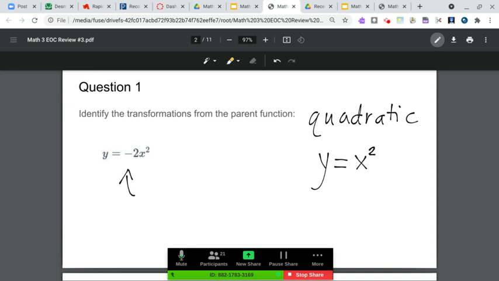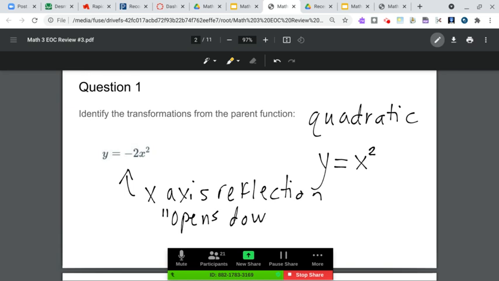The leading negative means that it is an x-axis reflection. So what has happened is that the graph is reflected over the x-axis, so it opens downward. Okay? And that 2 indicates that the original parent function has been vertically stretched. It is a vertical stretch by a factor of 2.